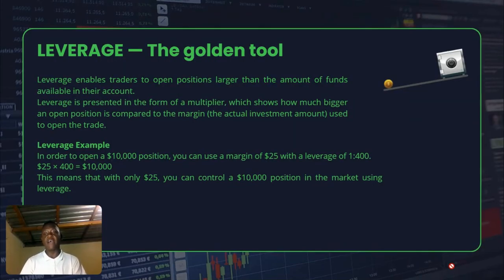Section 5. How does leverage work? Leverage allows traders to open positions larger than their account balance. So, leverage works as a multiplier. For example, to open a 10,000 position, you can use a margin of $25 with a leverage of 1 to 400. 25 multiplied by 400 is equal to 10,000. So this means leverage increases both profit potential and risk. So it must be used responsibly.